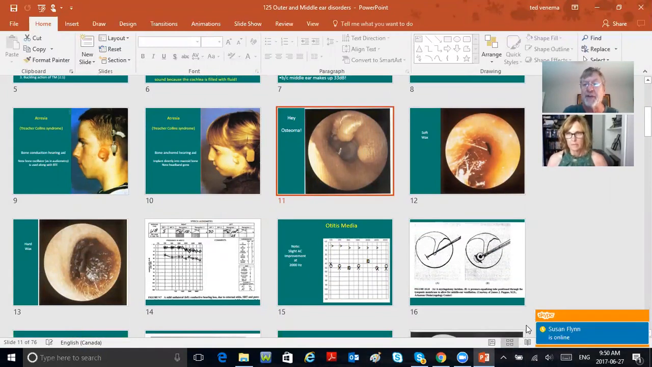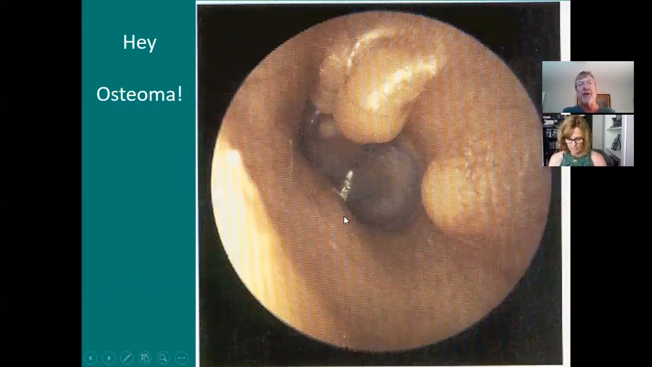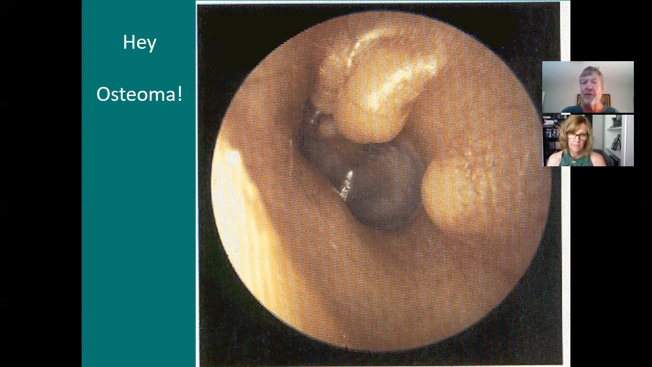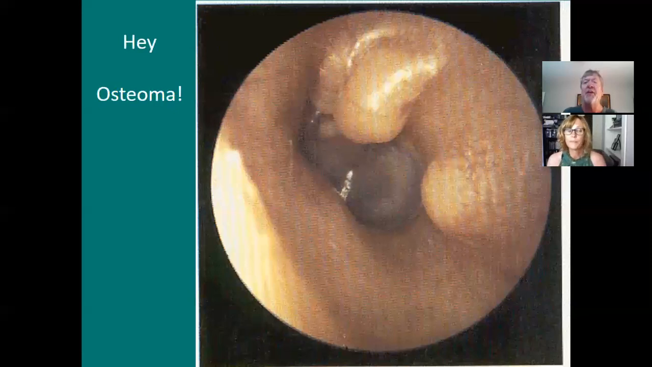First of all, you're going to look at something called osteoma. An osteoma, I always call it, hey, osteoma. These are bony, benign growths out in the ear canal. Have a look at this. Sometimes it's caused by people swimming in cold water. And it's the body's natural defense against cold water. They're harmless, but they can be removed as well. A surgeon can remove them, okay? They are bony growths.